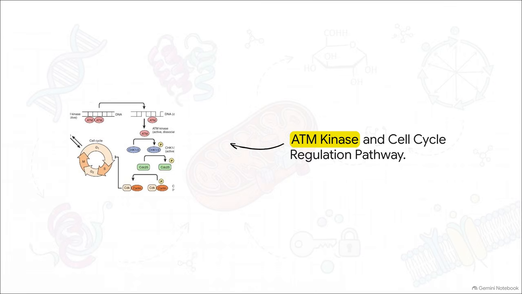Think about how the active ATM kinase acts in the cell cycle regulation pathway. It constantly scans, and the moment it recognizes double-stranded DNA breaks, boom, ATM kinase activates and triggers a whole cascade. It phosphorylates downstream targets, which eventually inactivate key complexes. The end result? The entire cell cycle halts. This pathway literally acts as our molecular brakes, protecting us from fatal diseases like cancer.